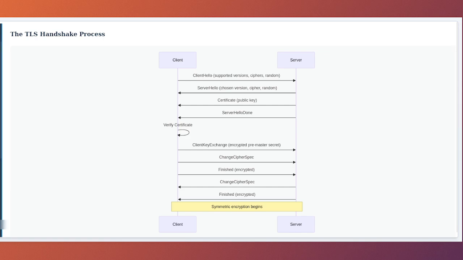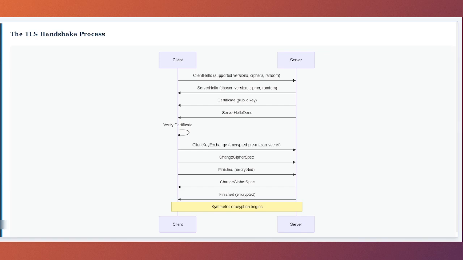The cipher suites are like saying, "I can speak these languages for our secure conversation." The server responds with a server hello, selecting the highest TLS version both parties support and choosing a cipher suite from the client's list. It also sends its own random number. Next, the server sends its certificate.